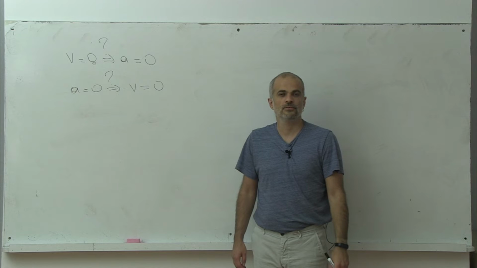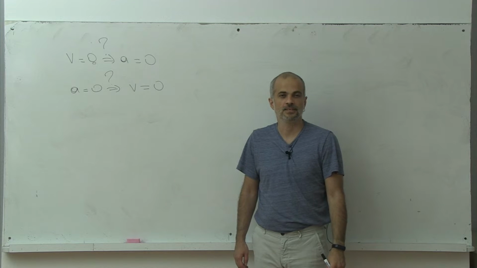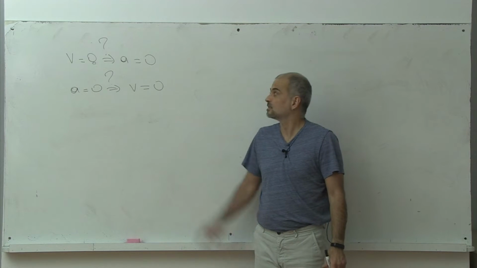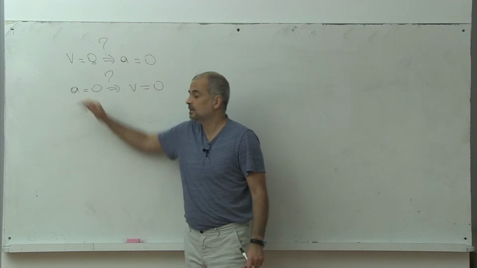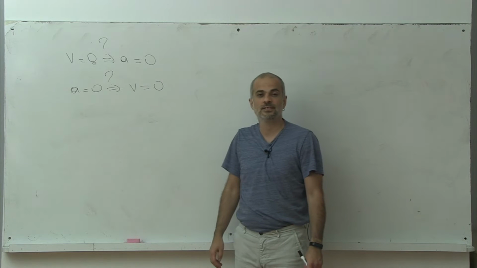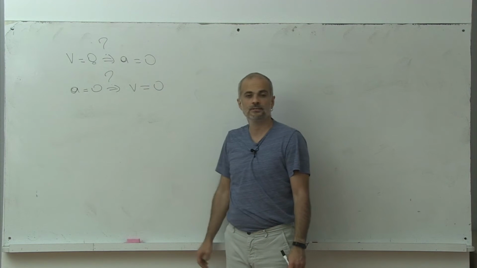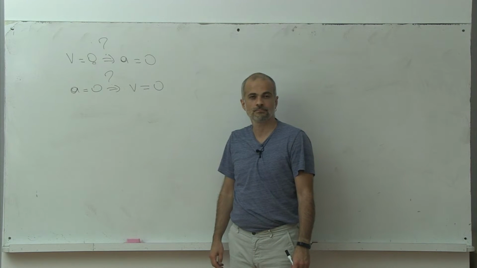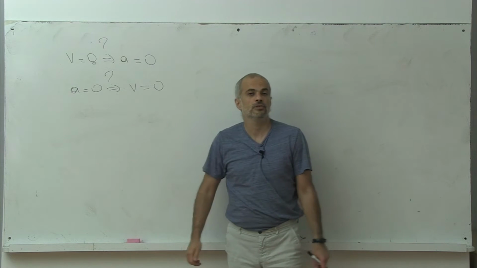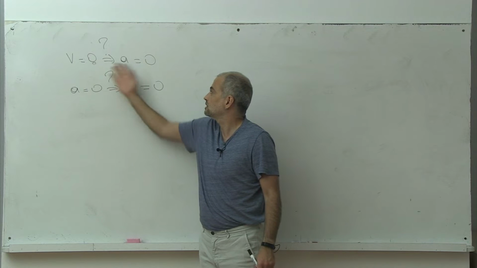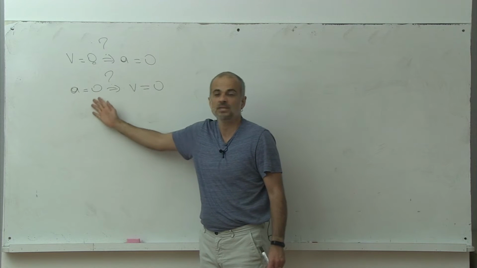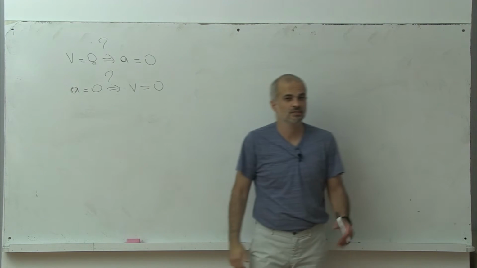So if the velocity of an object is 0 at a given time, does that mean that its acceleration is also 0? Or a similar question is, if the acceleration of an object is 0 at a given time, does that mean that its velocity is also 0? Well, the answer to both of these questions is no. If either the velocity or the acceleration is 0, it doesn't mean that the other one should also be 0. Let's consider an example.